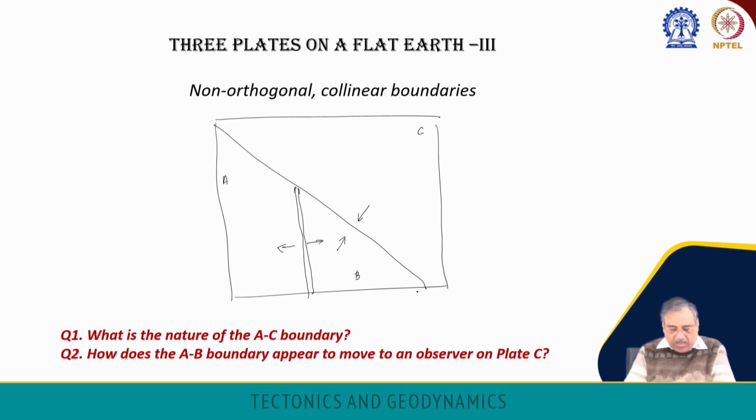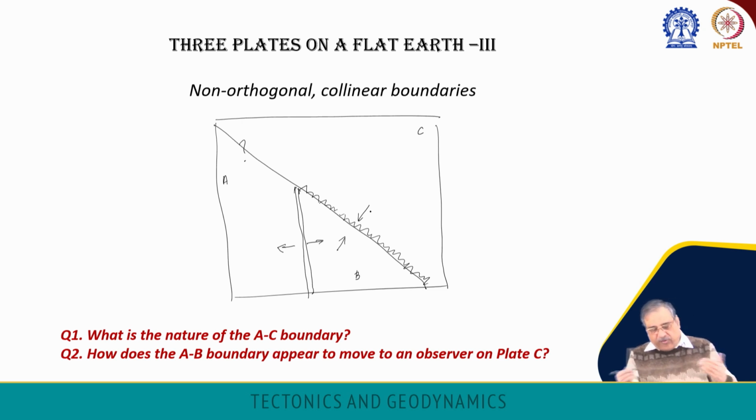So now what we would like to find out in this case is what is the nature of the AC boundary. Now, just before this, let me once again tell you, for simplicity's sake, I am giving you the polarity. Let us say that in this case, plate B subducts below plate C. So if plate B subducts below plate C, it means that plate B is the subducting plate and plate C is the overriding plate. So this is the sort of situation we are thinking of now.